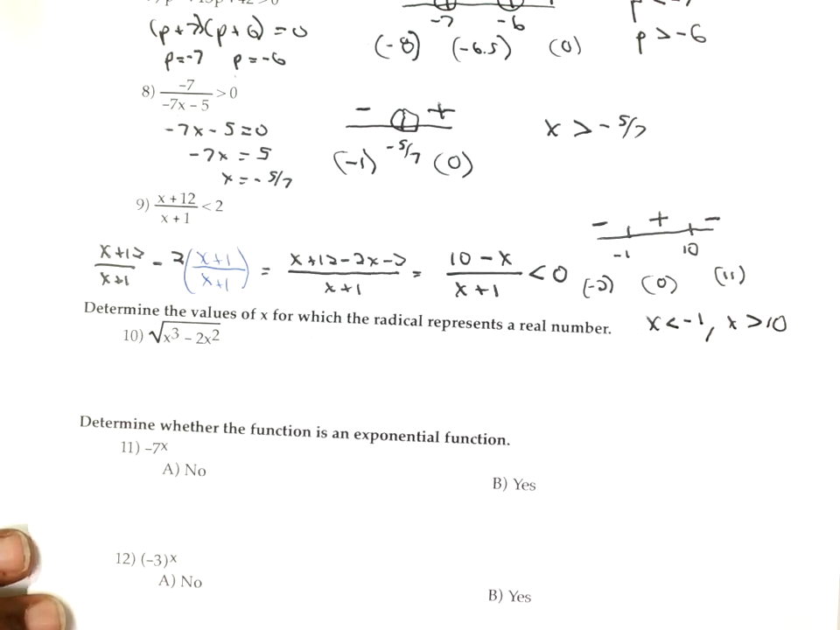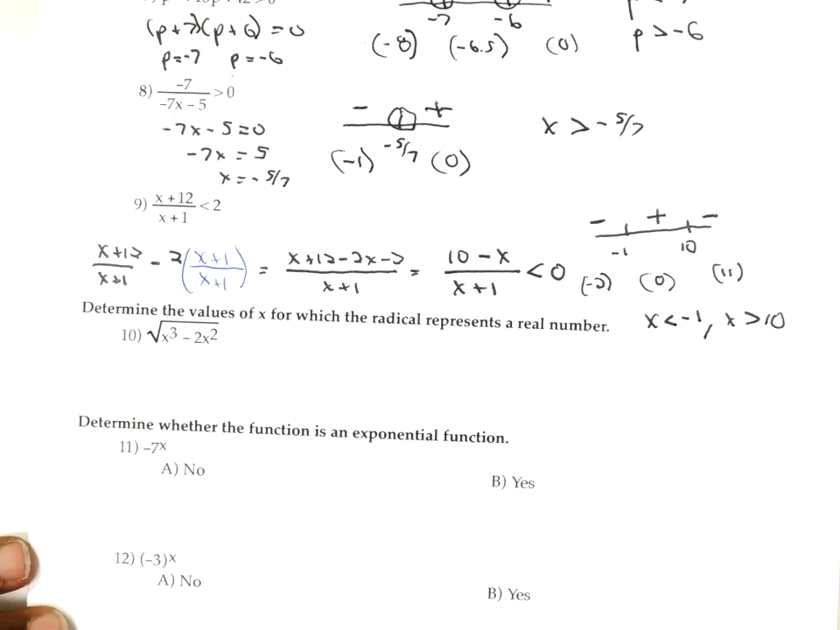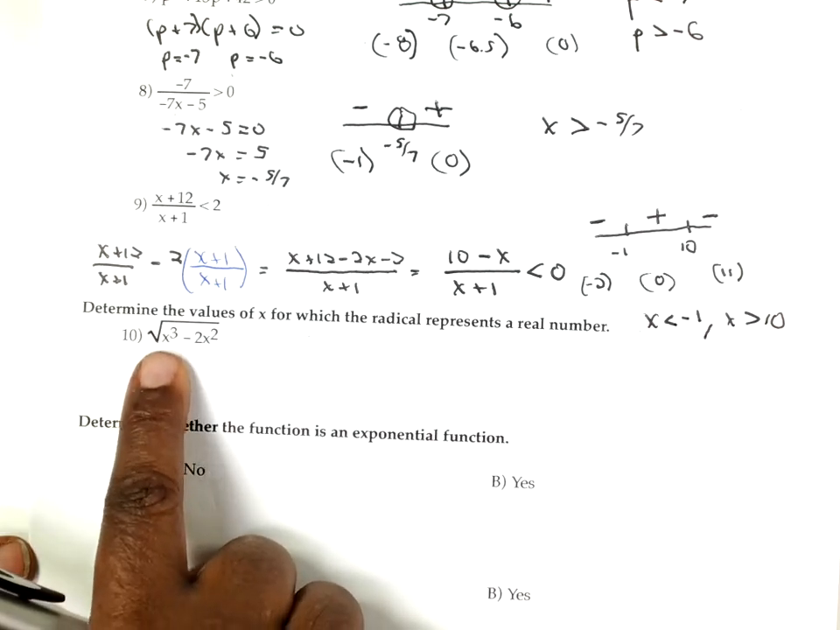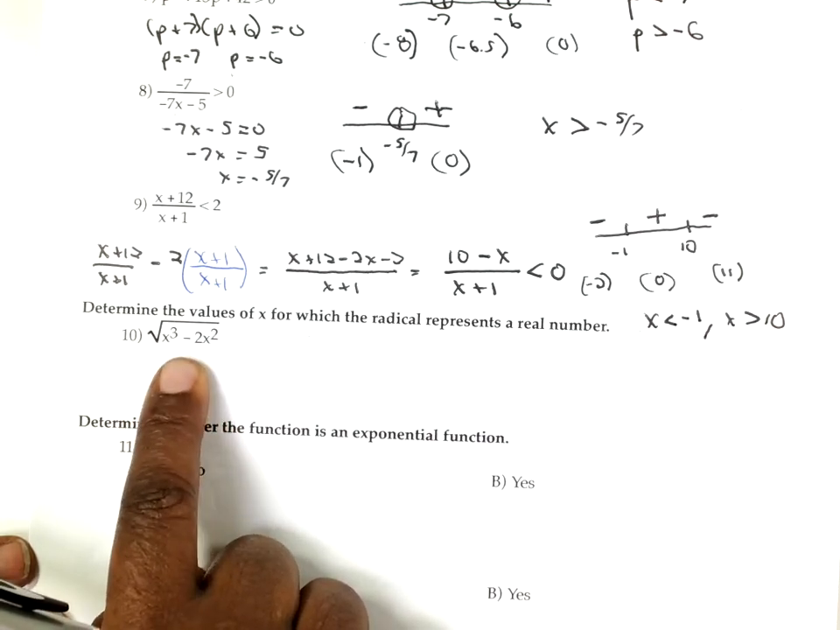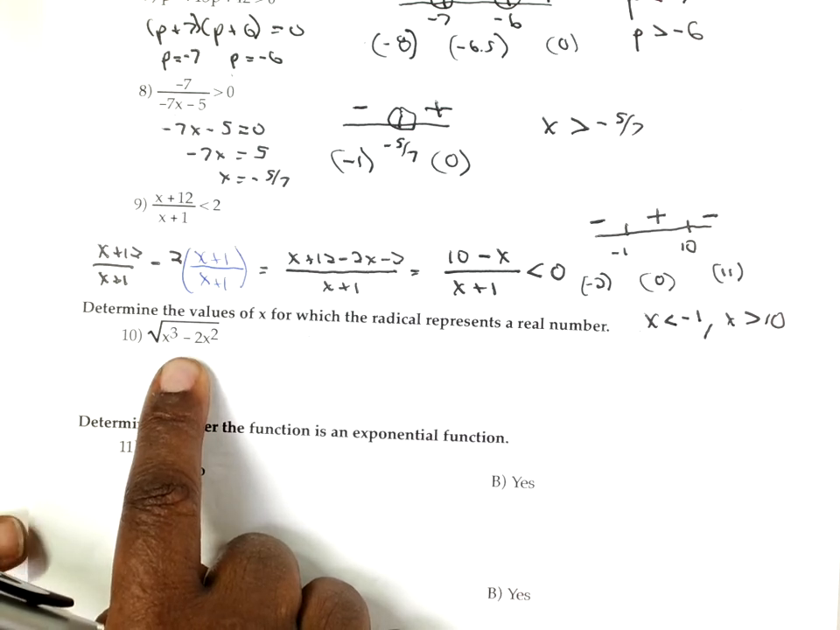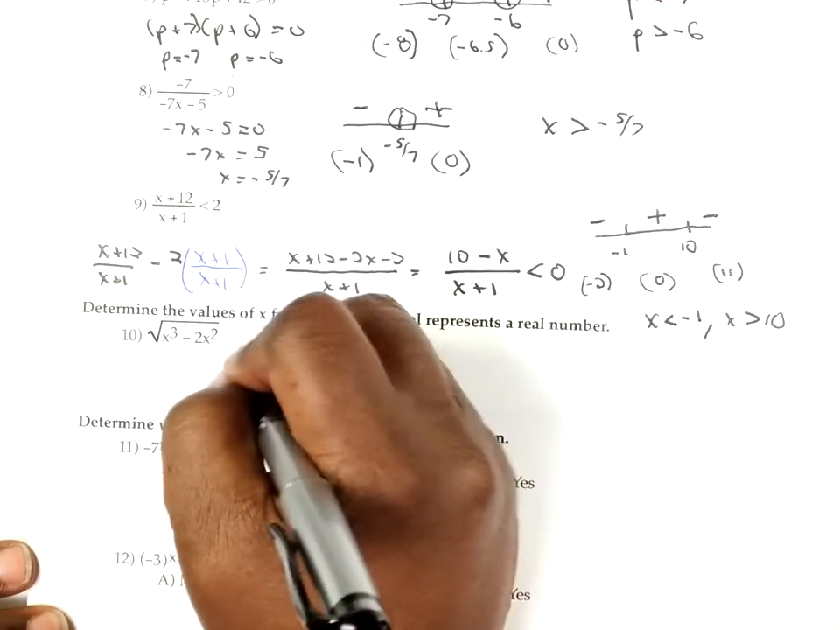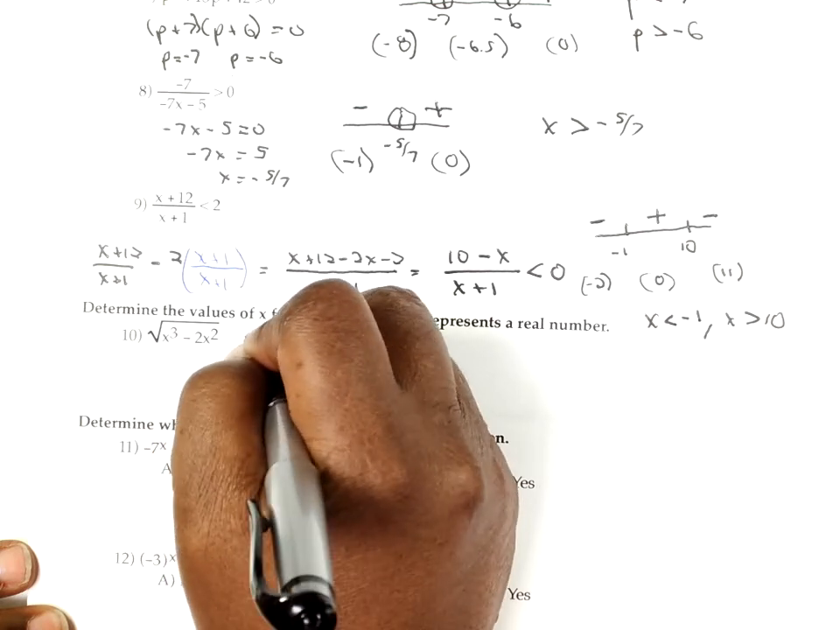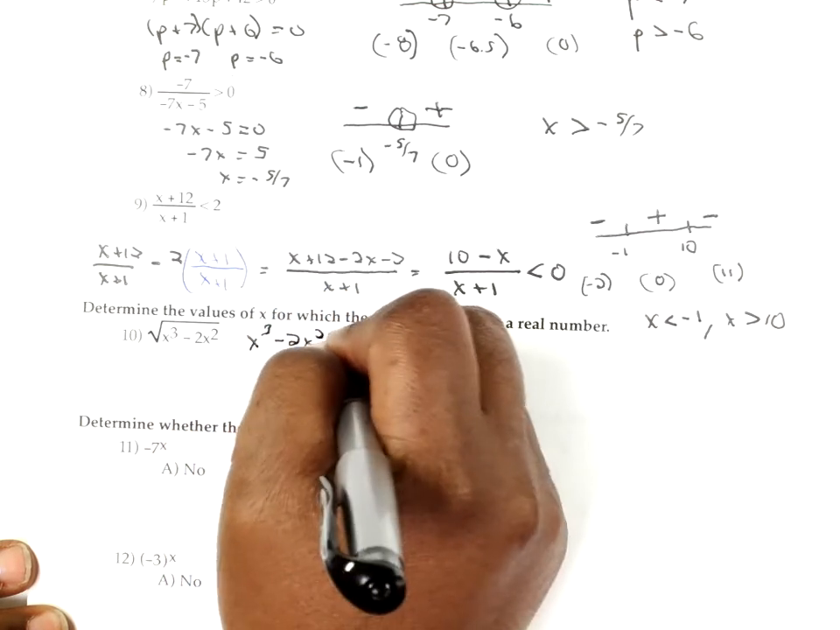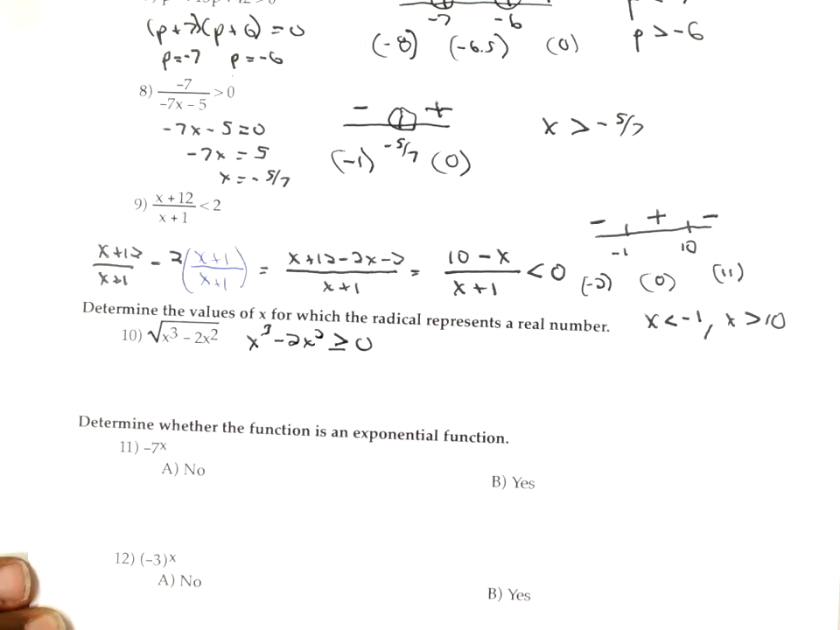And then number 10 is the last from the inequality section. And again, I have to worry about this because I have a radical. I'm not allowed to have a negative value inside the radical. So I can rewrite this as x cubed minus 2x squared has to be greater than or equal to 0.